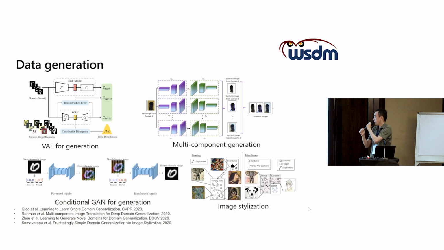So therefore, another strategy to conduct this data generation is perhaps we can utilize image stylization to consider the content as well as the styles among multiple domains. So therefore, we can do a combination to generate novel data during this training phase, and thus the generalization capability of our model can also be improved.